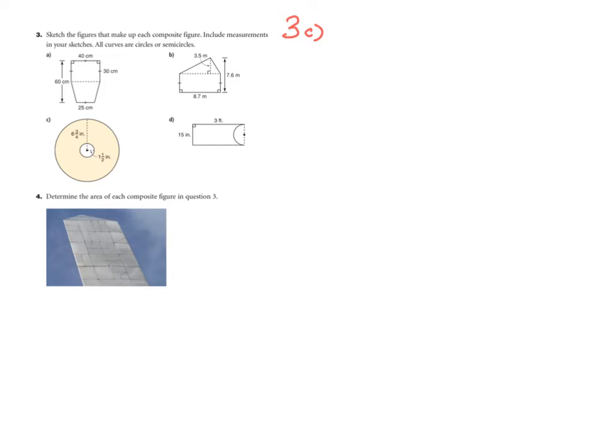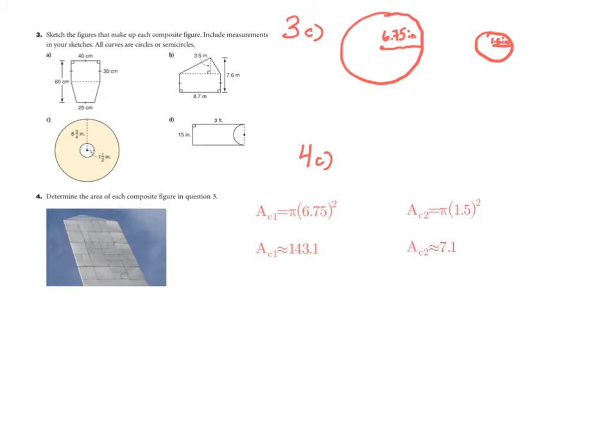All right, part C. We just have a big circle and a small circle. Area of the big circle minus area of the small circle will give us the total area of that ring.